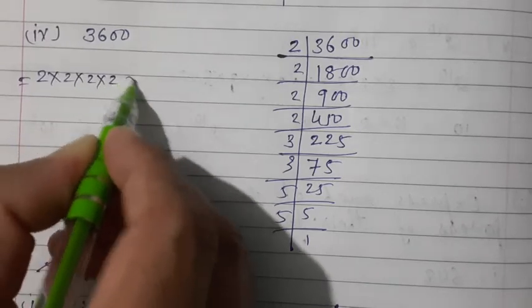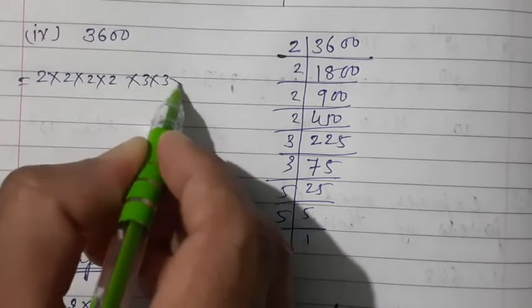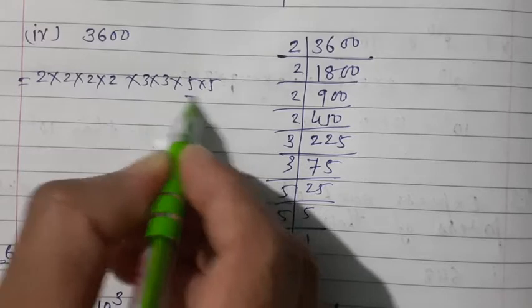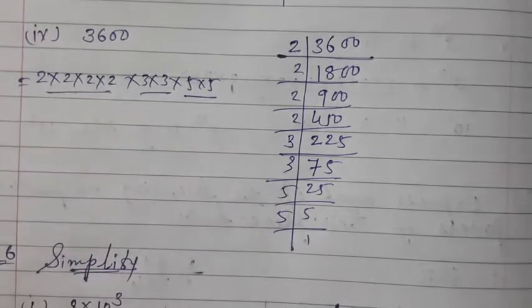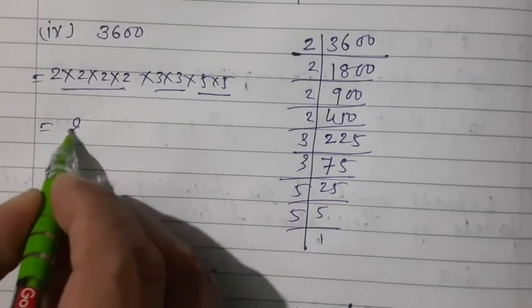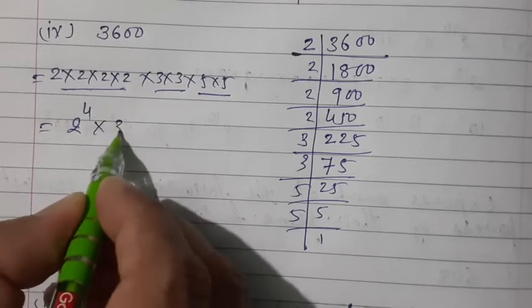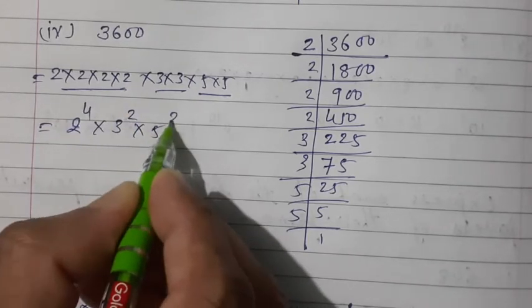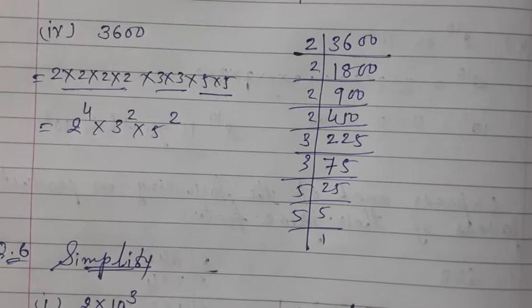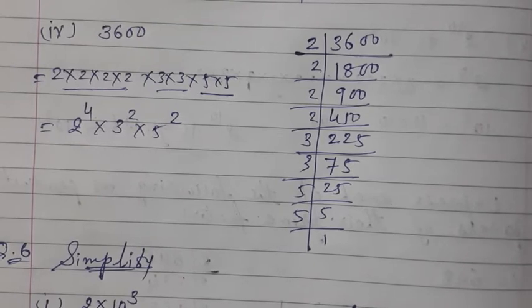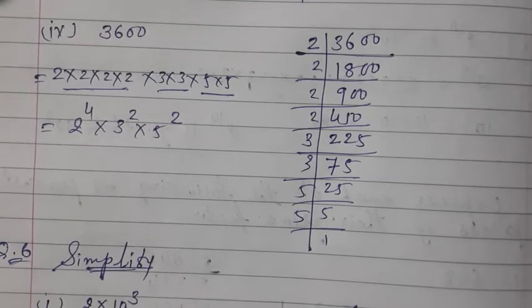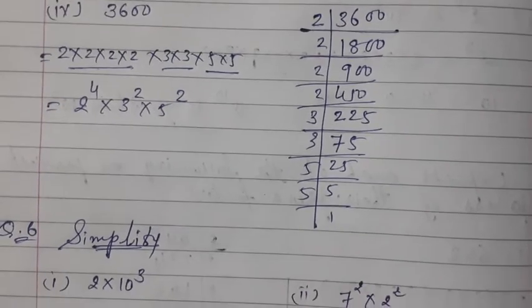2 into 2 into 2 into 2, then 3, 3, 5 and 5, and underline the same numbers. So here 2 is 4 times, means 2 to the 4, 3 is 2 times, 3 square, 5 is 2 times, 5 square. Okay, that's your answer, right? So easy. Then question number 6, simplify.